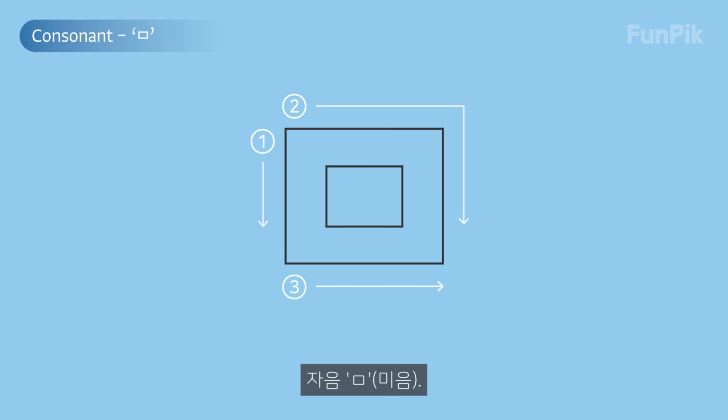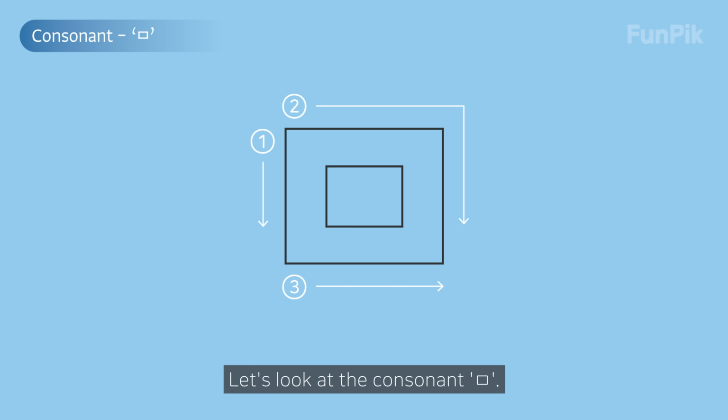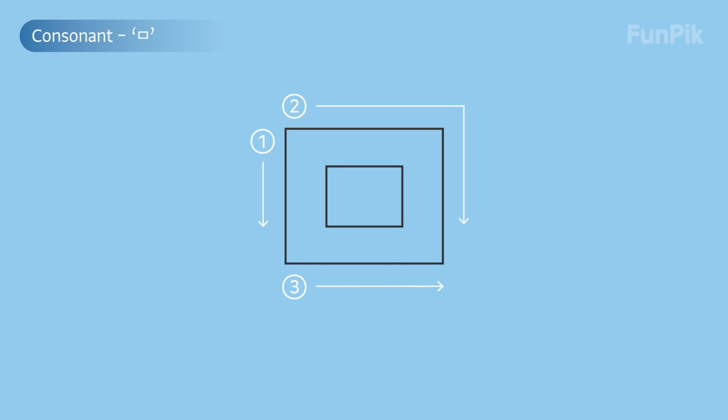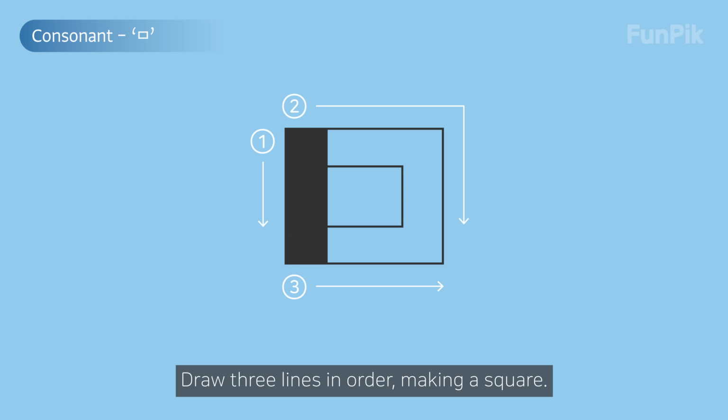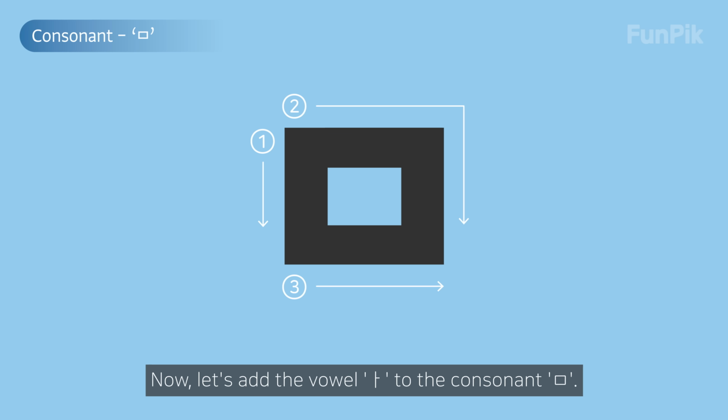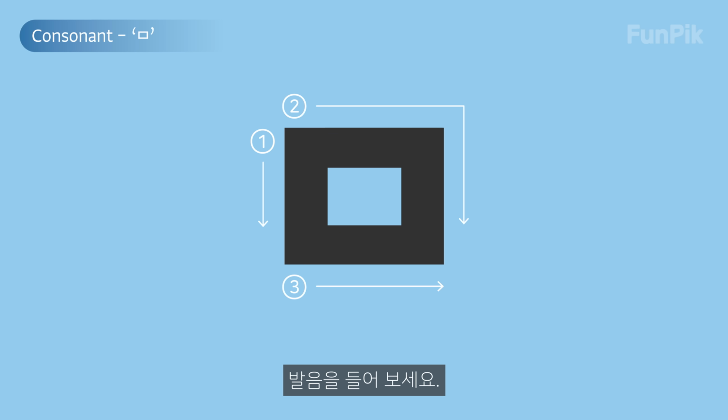자음 미음. Let's look at the consonant 미음. 미음 is written in 3 strokes. Draw 3 lines in order, making a square. Now let's add the vowel 아 to the consonant 미음.